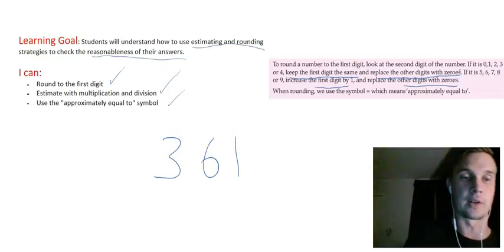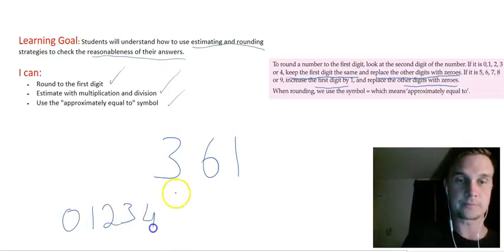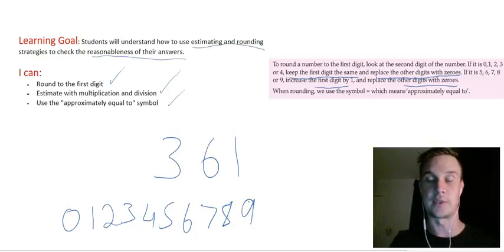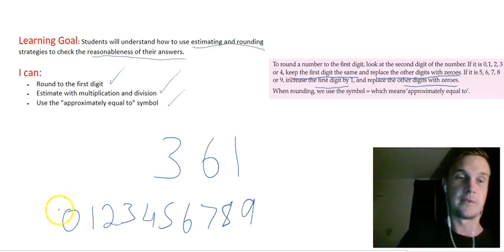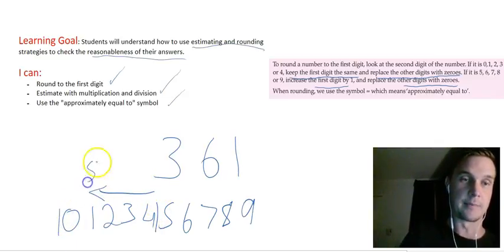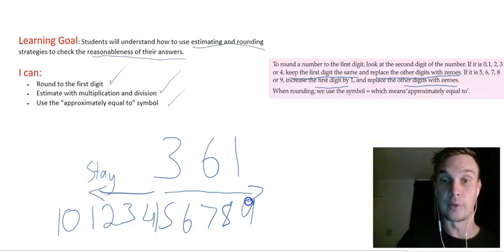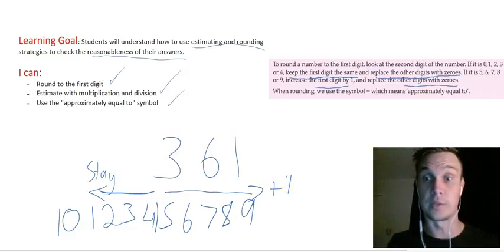A way that I like to think of it: 0 to 9, so any of the numbers within 0 to 9, if it's in between 0 and 4, it's going to stay the same. Okay, the number will stay the same. If it's 5 or more, so 5 up to 9, it's going to increase by 1. So let's look at what that looks like in an example.